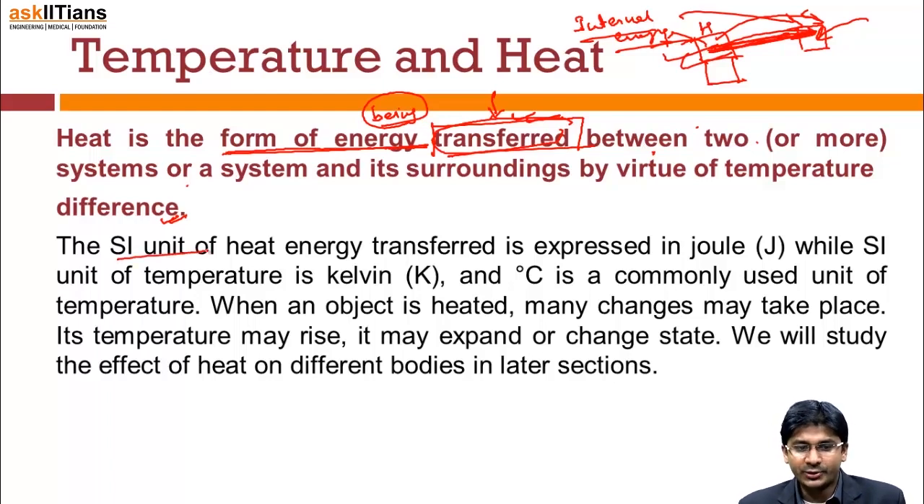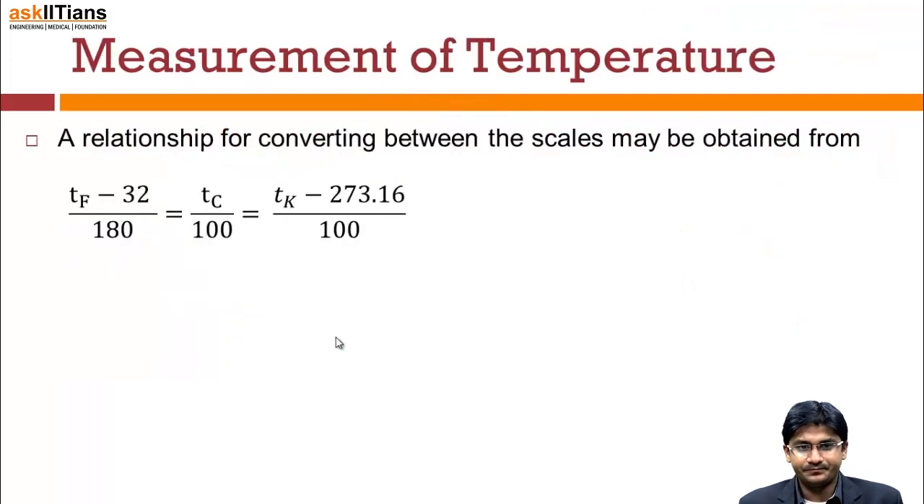Now the SI unit of heat energy is joule. It's named after the scientist. Honoring Joule, we named it joule, J, capital J. While the SI unit of temperature is Kelvin, again the name of a scientist. Degree Celsius is a common unit used for temperature. In our daily life, you may have seen that the thermometer you have normally has degree Celsius as the unit. When an object is heated, many changes take place. Its temperature may rise, it may expand or change its state. We will study all these effects in our following slides.